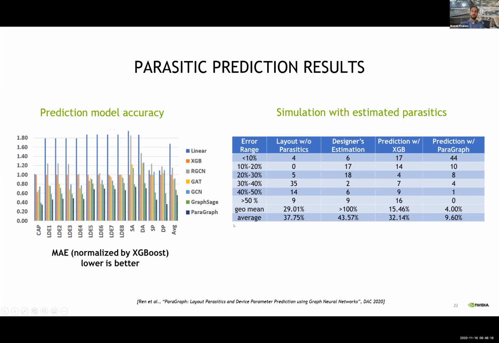The real way of evaluating how we're doing is to go back and look at the simulation results with these estimated parasitics. On the table on the right, you can see that if you had zero parasitics, you had an average error of about 38% of the layout without parasitics compared to a final layout on a number of designs that we tested. When you look at the designer's estimation based on those heuristics, it wasn't much better. But with this ParaGraph model, we could get the simulation errors way down to less than 10%. So this is pretty promising.